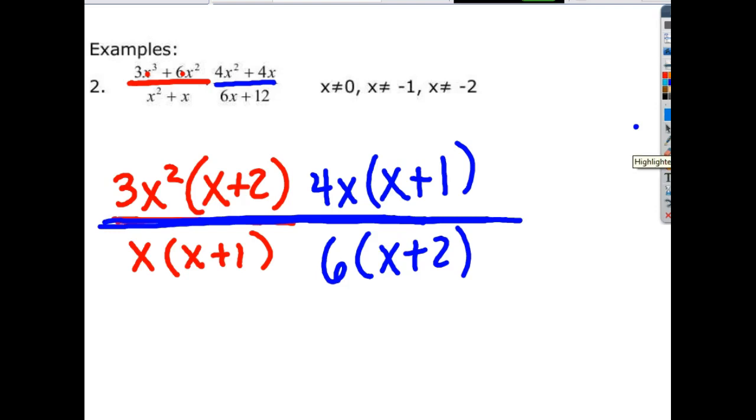So, will anything cancel? I don't know. Where do you want to start? You want to start with the 3? 3 goes into what? 6, 2 times.